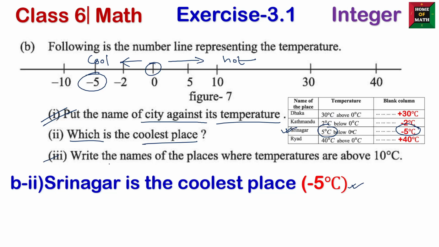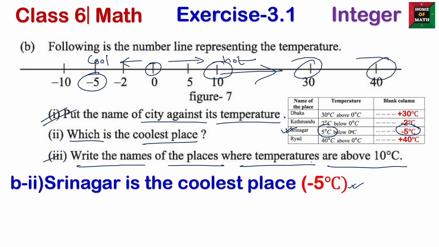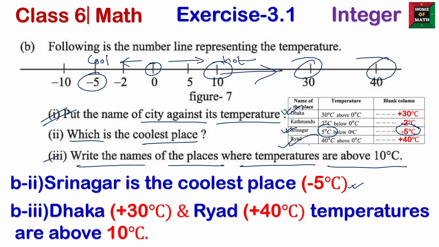Third question, write the names of the places where temperature is above 10 degree. So this is 10 degree, above means 30 degree and 40 degree. Which city? Dhaka and Riyadh. So we can write Dhaka 30 degree centigrade and Riyadh 40 degree centigrade, temperatures are above 10 degree. Okay, done.